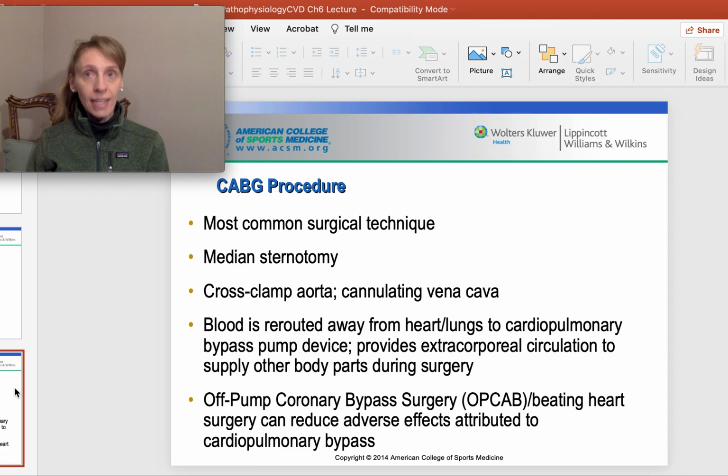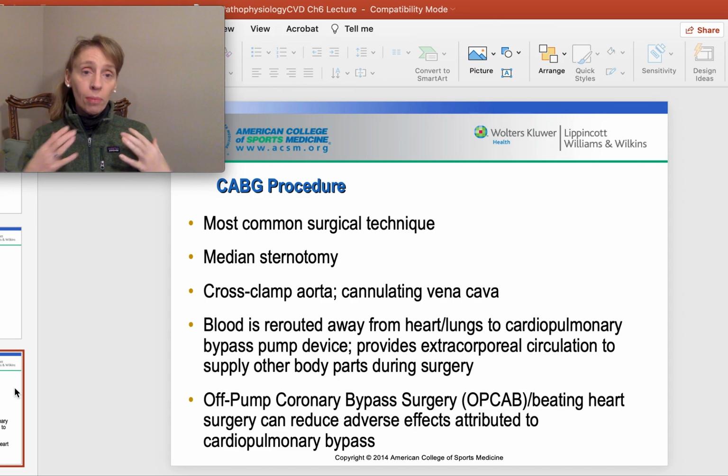So surgical technique. Many of you that go on to an internship in cardiac rehab, I encourage you to ask if you can go into the OR and watch. Many of the rehabs will help facilitate that, get that organized for you. But what happens is they're going to go through the sternum, right? Take a saw through that sternum, open up the rib cage.